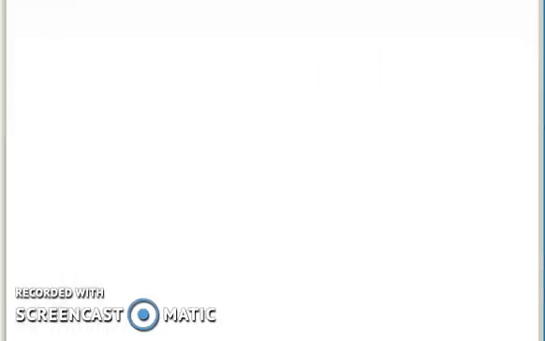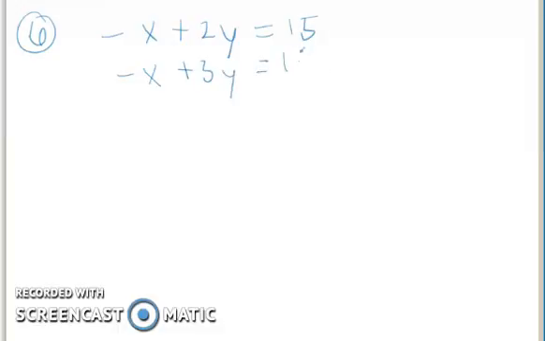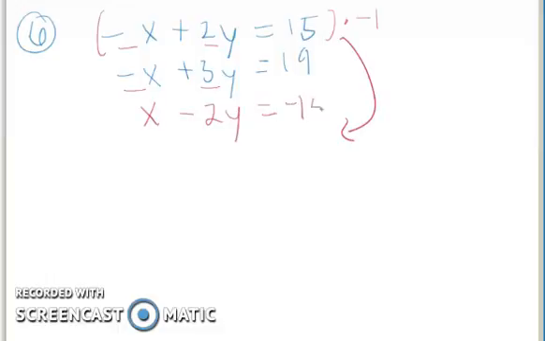Number 6, elimination. Okay, so here we get an elimination problem. We get negative x plus 2y equals 15, and negative x plus 3y equals 19. I'm trying to get the same coefficient in the front, so we got 3 and 2, I got negative 1 and negative 1. Those are the same. So what I'm going to do is multiply this whole equation by a negative 1, and that's going to make my life a little easier. So that's going to become a positive x, a negative 2y, and a negative 15. So I'm going to combine these two.